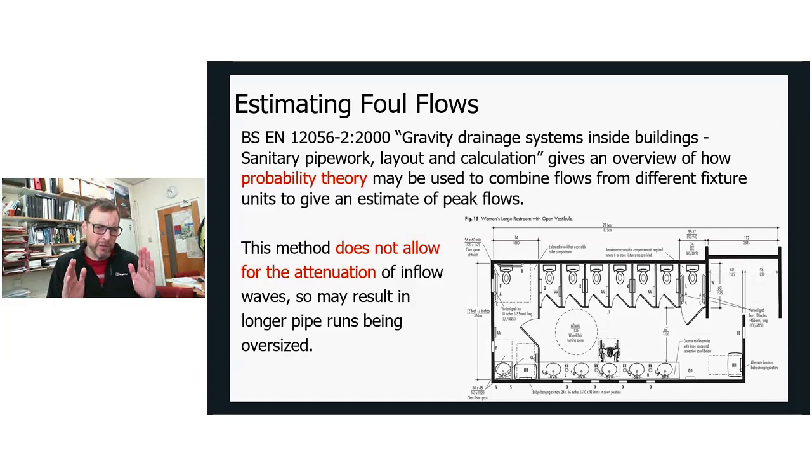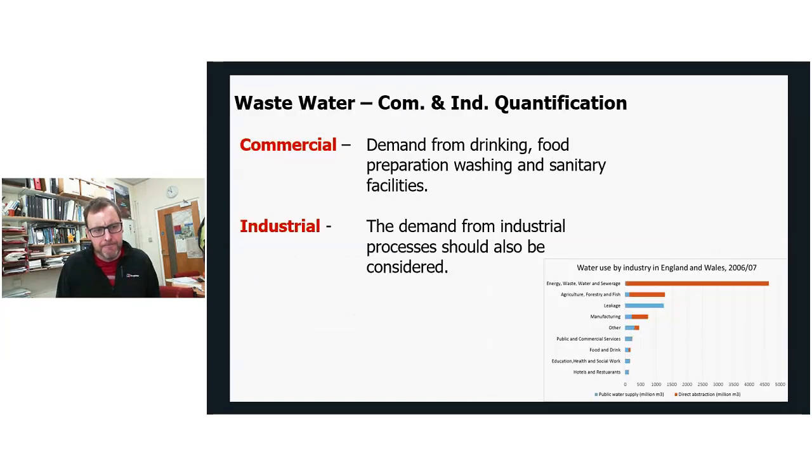And so it's quite important to think through quite carefully, for those large inputs to your system, what the kind of peak flows are likely to be, and also what the pollutant loading within them is going to be. So commercial demand for drinking, food preparation and washing and sanitary facilities are what you're interested in. Industrial demand from industrial process should also be considered.